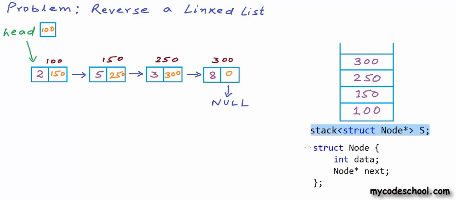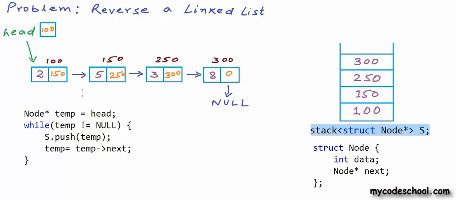If node is defined like this in C++, we will have to use these statements to traverse the linked list and push all the references. Let's say head is a pointer to node, which I'm assuming is a global variable that will store the address of head node. I'm using a temporary variable that is pointer to node. Initially, I'm storing the address of head node in this temporary variable, and then I'm running a loop and I'm traversing the linked list, and as I'm traversing, I'm pushing the reference onto stack.